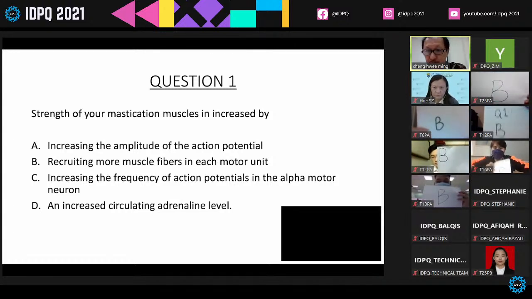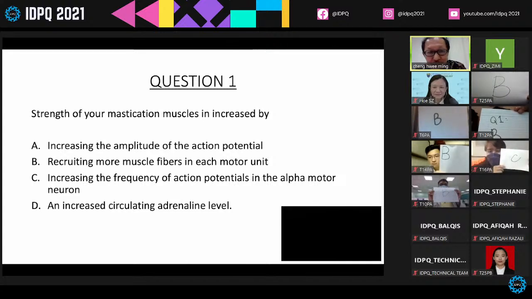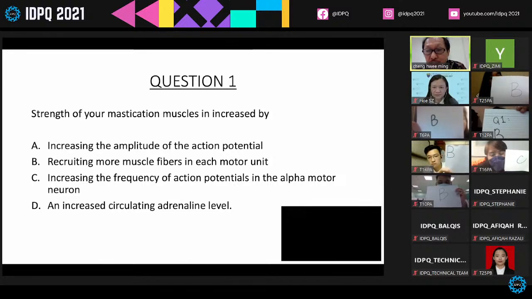Okay, time's up. Keep it up to the camera. So the answer to question one is C. C should be the only correct answer. Let me give a bit of explanation for education purposes. Amplitude of action potential is fixed. It doesn't change. In each motor unit, all the fibers are activated at the same time. You don't recruit within one motor unit, and adrenaline does not affect skeletal muscle contraction.